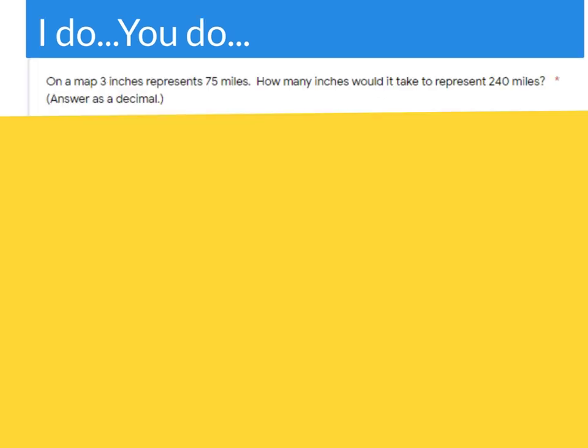Now we're going to practice setting up a proportion to be able to solve it. So it says on a map, 3 inches represents 75 miles.